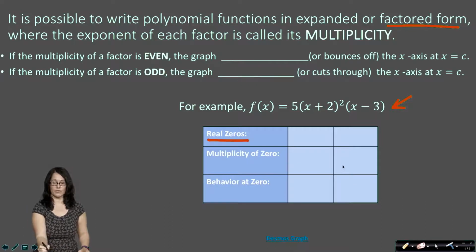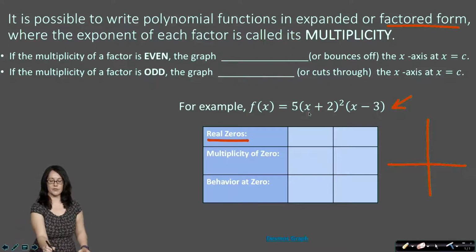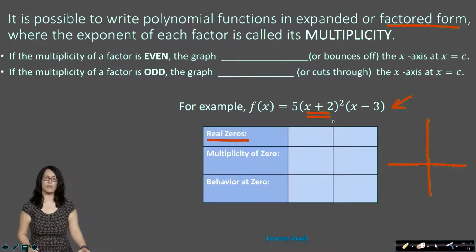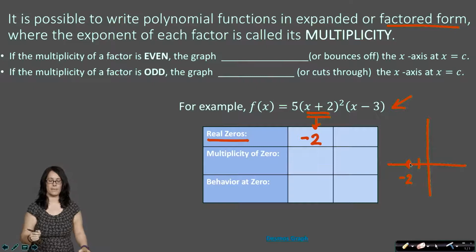What are my real zeros? So if I was trying to draw this polynomial, what are my real zeros? Well, if x plus 2 is a factor, what 0 would be associated with that according to my factor theorem? It would be -2. Good job. So I could right now go to my graph, and at -2, I know there is a 0 there, or an x-intercept. I'll use another color in a moment.